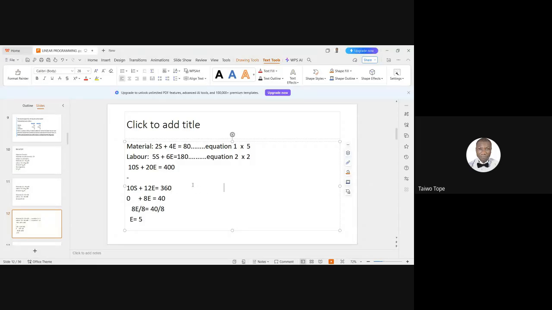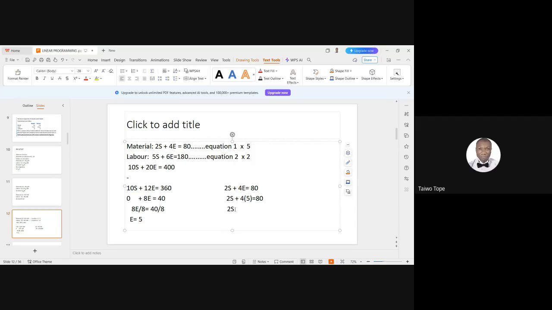We can just show that here. So we substitute into equation 1, right? That is 2x plus 4e equal to what? 80. So if we are substituting e into this equation, it will be 2x plus 4 multiplied by 5 equal to 80.